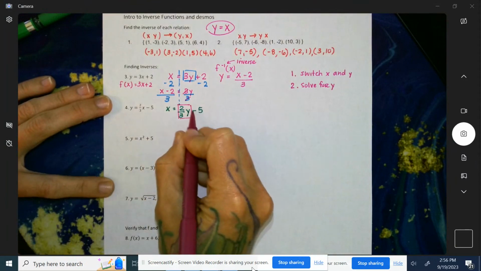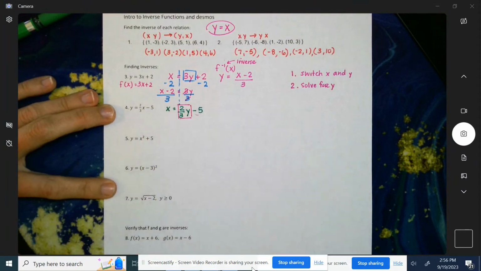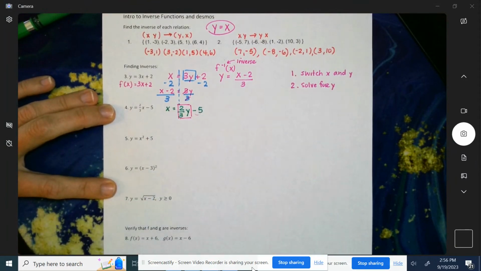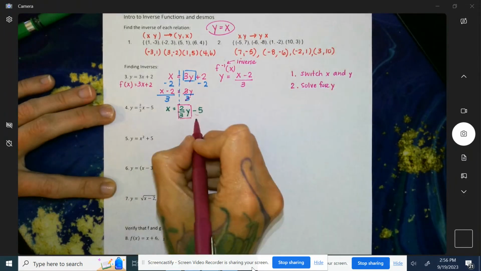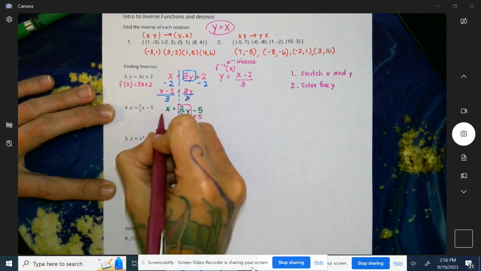We're going to undo that minus 5. How would I move that minus 5 to the other side? What operation would I do? What's the inverse of -5 or minus 5? Yep, we're going to add 5 to both sides. Perfect. Add 5 to both sides.